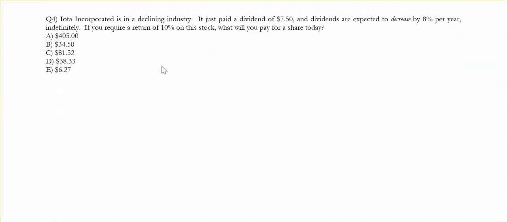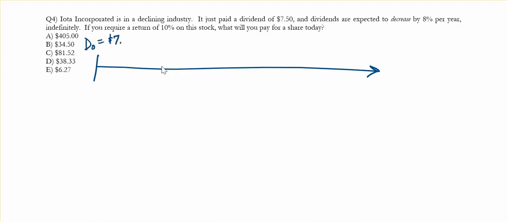All right, question 4. It's telling us about Iota Corporation, which is in a declining industry and just paid a dividend of $7.50. So I'll put that on my timeline that the dividend in year 0 was $7.50. Dividends are expected to decrease by 8% a year.